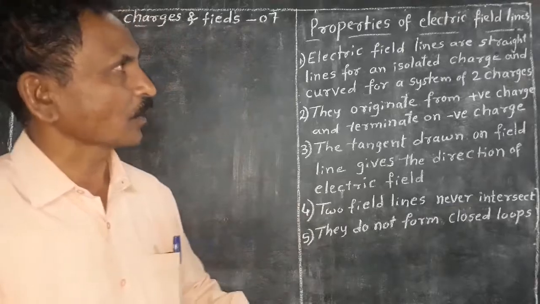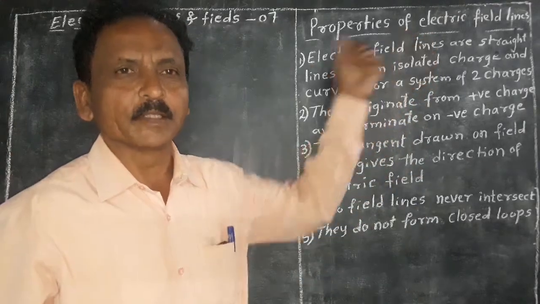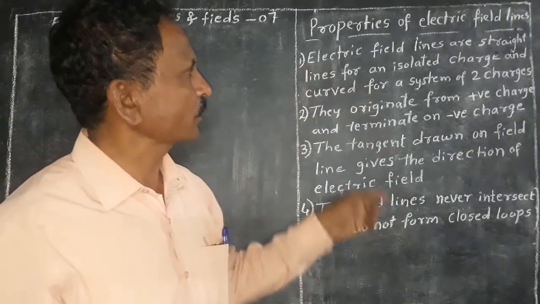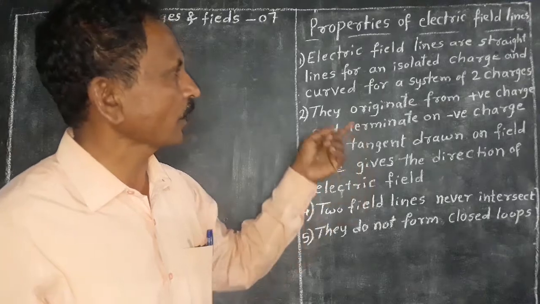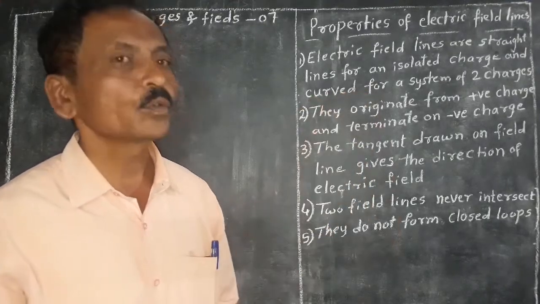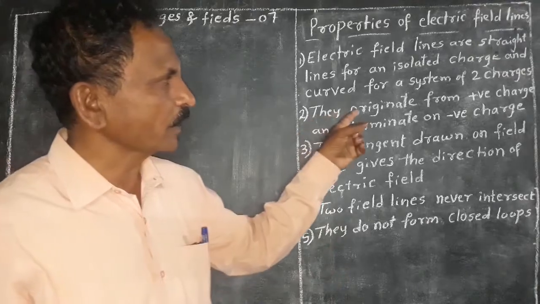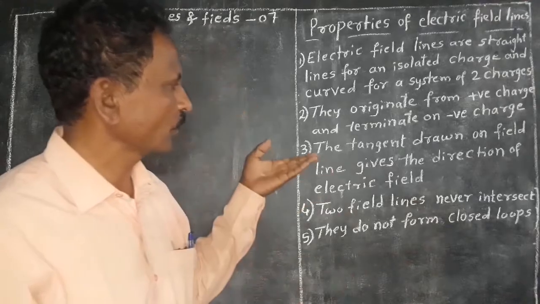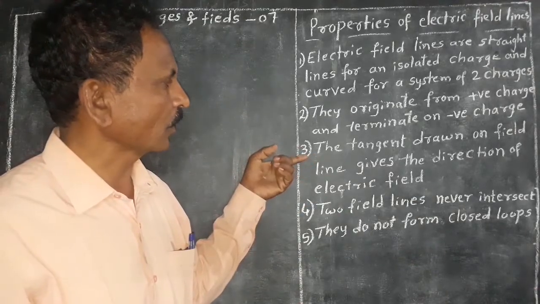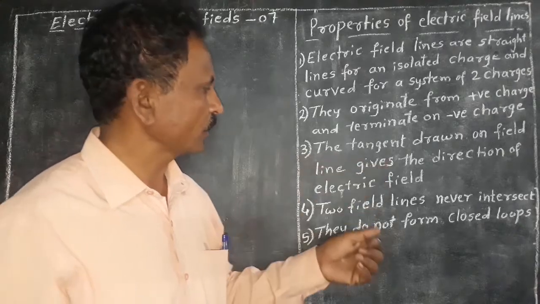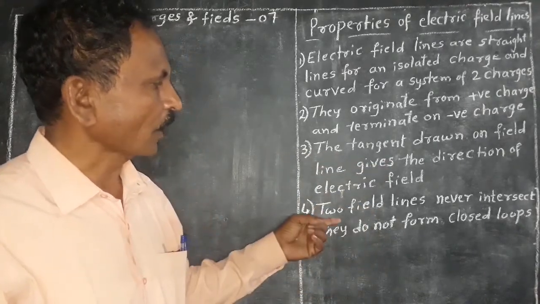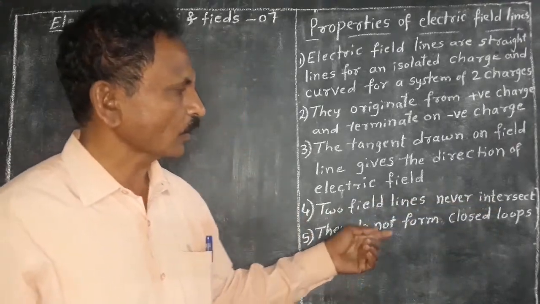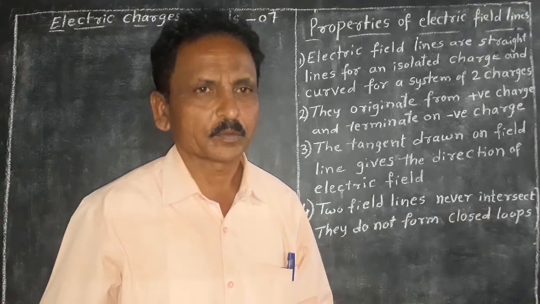Today we shall discuss properties of electric field lines. First property, electric field lines are straight lines for an isolated charge and curve for a system of two charges. They originate from positive charge and terminate on negative charge. Third, the tangent drawn on field line gives the direction of electric field, and two field lines never intersect. They do not form closed loops.